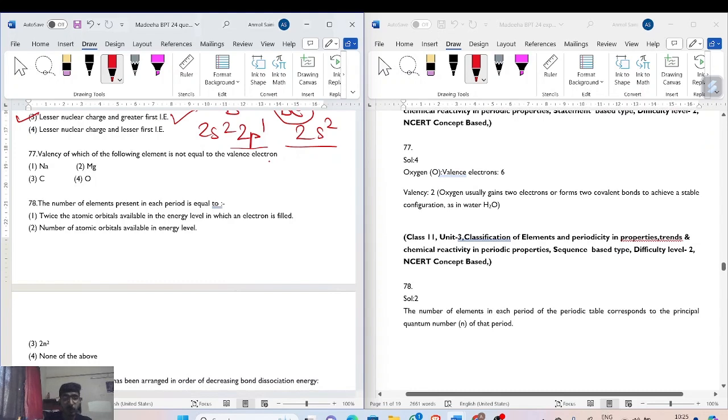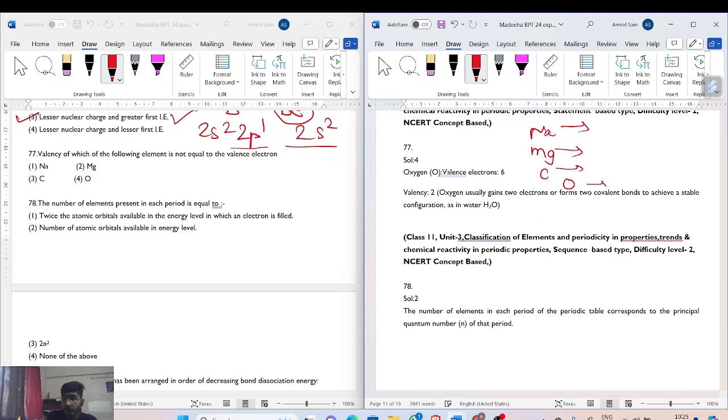Now question number 77. Valency of which of the following elements is not equal to the valence electrons? So we have to calculate valency and valence electrons. First, let's calculate valency for Na, Mg, carbon and oxygen. The valency of sodium will be 1, for magnesium it will be 2, for carbon it is 4, and for oxygen the valency will be 2, because valency is just the maximum charge which can be present on the atom. So Na can exist as Na+, magnesium as Mg2+, carbon 4, and oxygen as 2-.